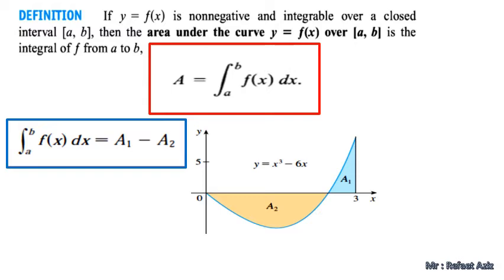Okay, if you remember in kinematics, we find the velocity from the displacement. For the displacement-time graph, we use the slope, and to come back we use the area. Then the area is integration. Here the integration from a to b of f of x dx equals area 1 minus area 2.